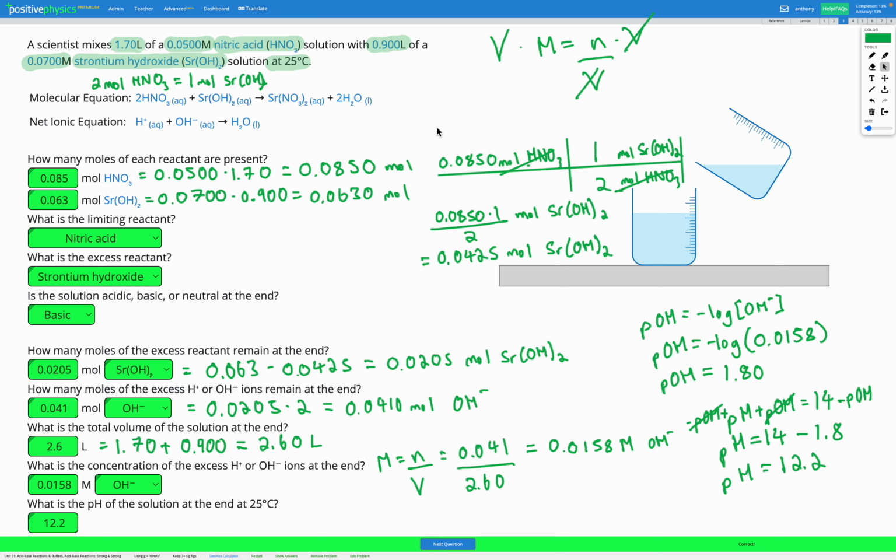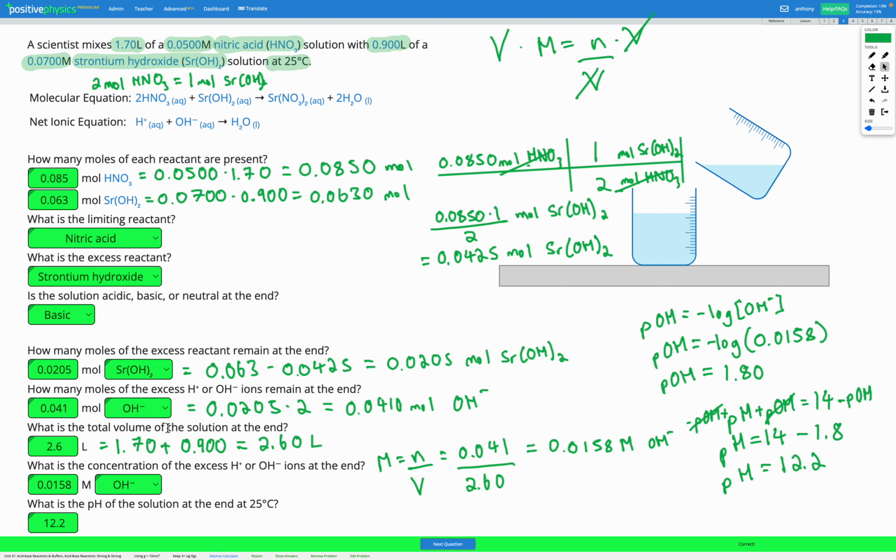So in this skill, we've got lots of steps in each question. The first step is using our molarity equation to figure out how many moles of each reactant are present. Next, we're going to figure out which is the excess reactant. If it's an acid, the solution is going to be acidic. If it's a base, the solution is going to be basic. And if neither is in excess, if they react perfectly with each other, it's going to be neutral at the end. Then to figure out the pH of the solution, we're going to need to figure out how many moles of the excess reactant we have at the end, and use that to figure out how many moles of excess H plus or OH minus ions we have left at the end.